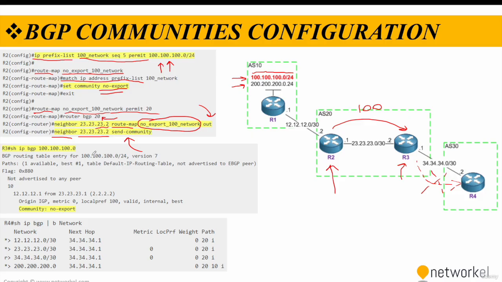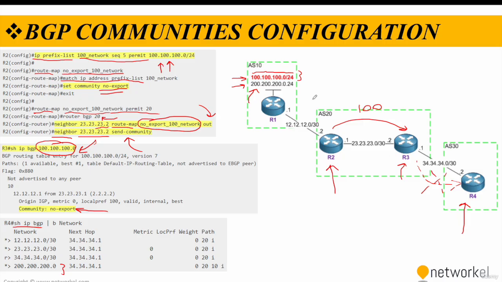Okay, then if I go ahead in router 3 and type show IP BGP for that particular prefix, I'm going to see that the no export community is applied on that, and the end result will be that when I check router 4 with show IP BGP, I will see the 200 subnet still coming from router 1, but I won't see anything related to the 100 subnet.